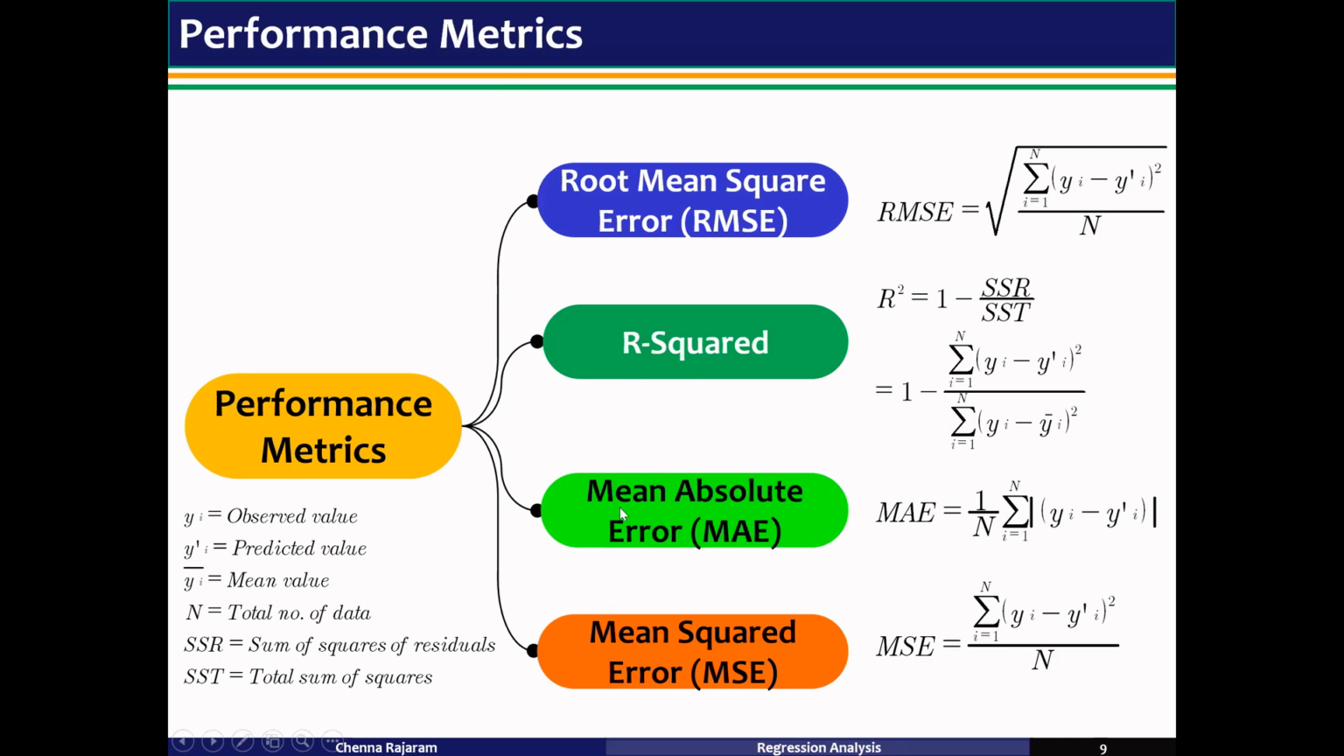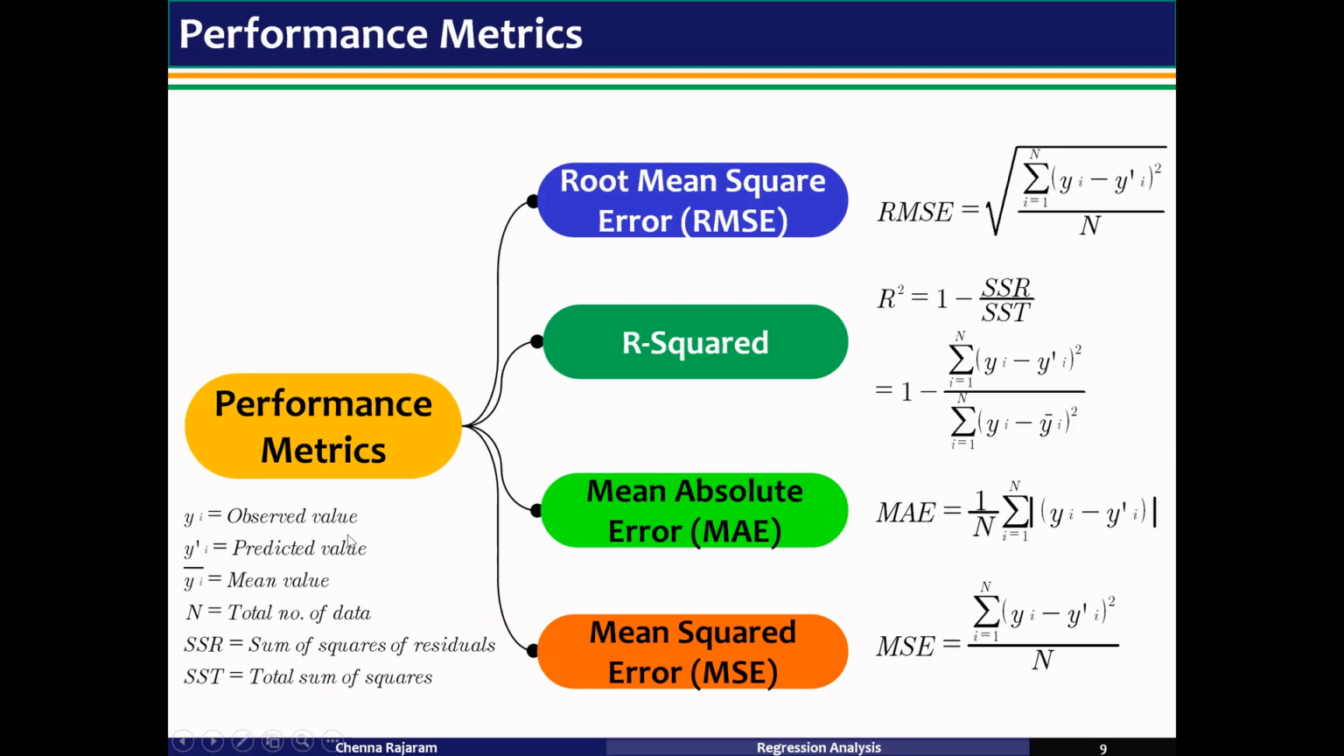Next one, mean absolute error, that is MAE. Here we consider the absolute value. Why we consider the absolute value: in order to avoid the positive and negative differences canceling each other, MAE takes the absolute value of the differences. Mean squared error is typically chosen as the cost function to train machine learning models. The equations are given for each and every metric, where the terms are as follows.